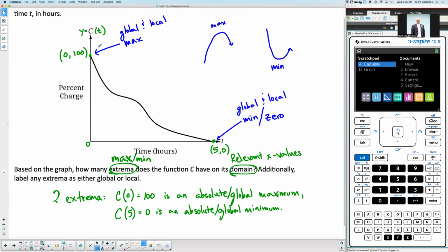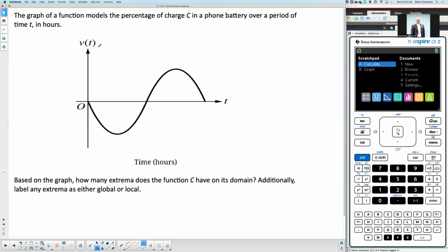Make sure you remember extrema, how those work. All right, one more time. The graph of the function models a percentage of charge in a phone battery over a period of time. I don't know why I didn't change this. You can't have a negative charge. How about this? On this function's domain, how many maximums would this have? How many maximums do you see? Right here, one. That is a maximum, but it's not the only one. There's one more maximum somewhere.